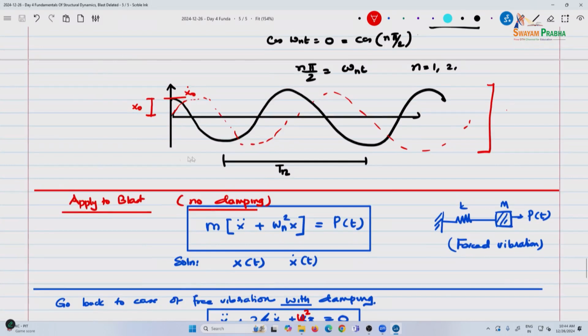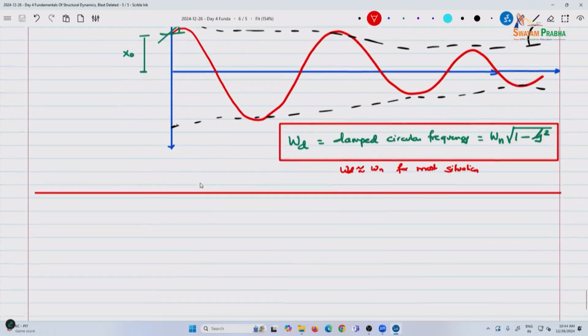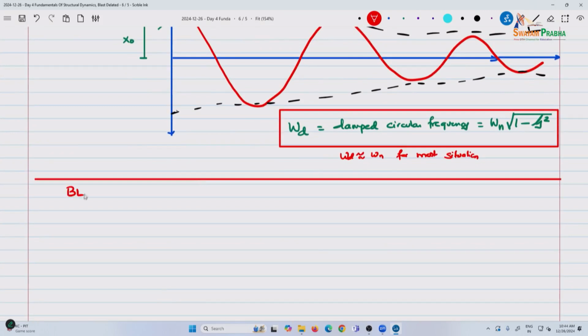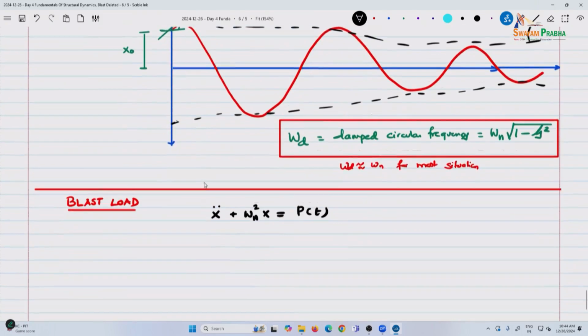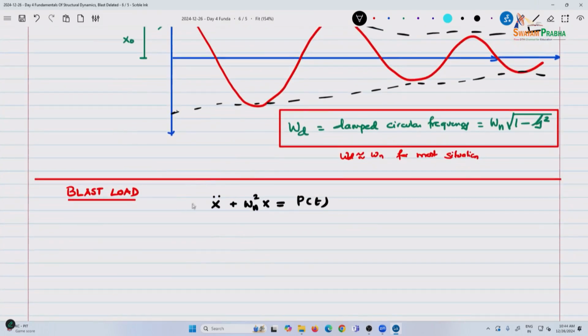So, we are coming back to m x double dot plus omega n square x. So, let us now understand what happens when we apply a blast load to this expression, m x double dot plus omega n square x equal to P of t divided by m, or we can have m here. So, now the mass comes into play and we call this forced vibration.